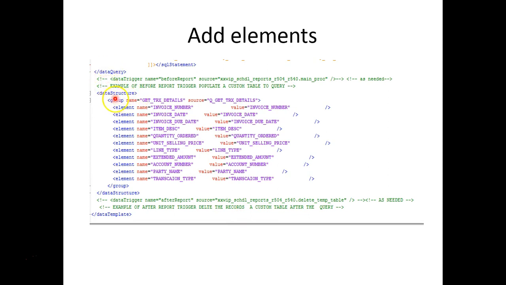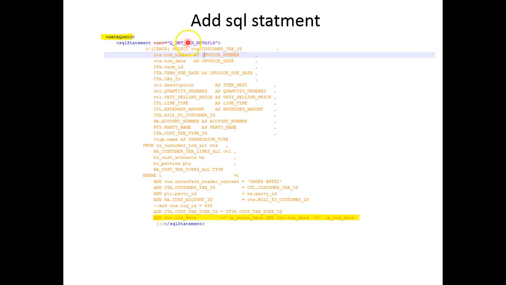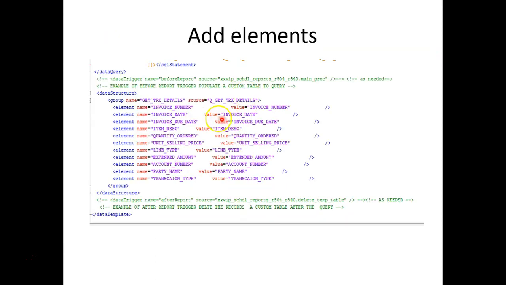Once this statement is added, we are going to do the next step, which is the data structure. The first one is a simple one. We're just going to leave everything in a flat layout. So we have a group, and within that group, we will have the elements. The name can be anything, but the value has to match the output from the SQL. For example, the query is Q get transaction details, which should match the SQL statement. Here I'm specifying the element as invoice date, and if I come down here, the value has to match that particular selection.